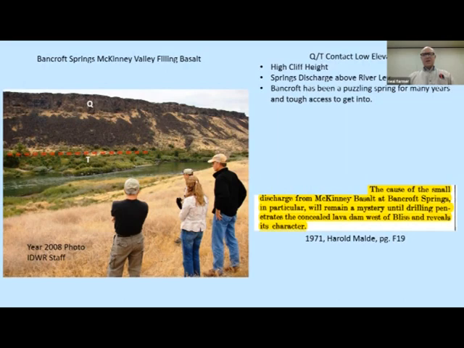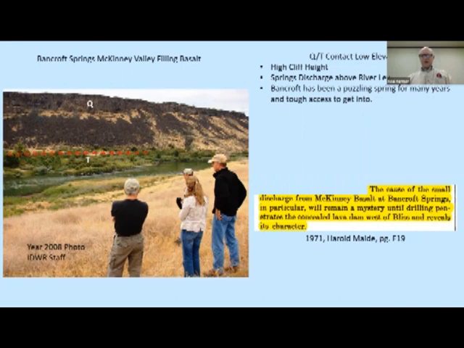I would surmise anyway, because one of the things Malde states in his 1971 report on page F19 is that the Bancroft Springs, he basically says, will remain a mystery until some drilling penetrates and reveals the character of the lava dam west of Bliss. And one of the reasons is because the discharge of Bancroft is oddly low. It's only about 17 CFS, measured by Kilstrom back in, I think, 1971.